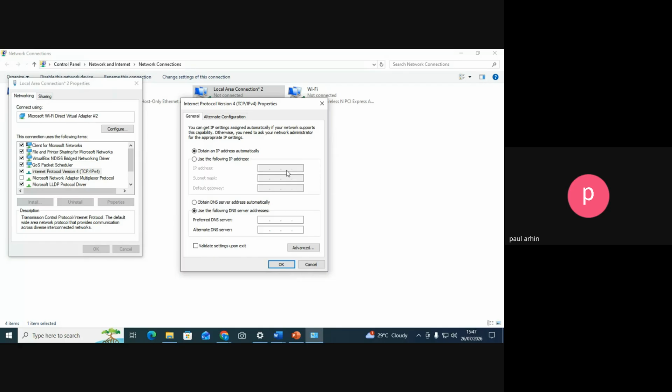That server, which is responsible for delivering IP addresses automatically to machines within a network, is called the DHCP server, Dynamic Host Configuration Protocol server. It will have a pool of IP addresses, plenty of them. The moment you connect, your machine will request an IP address from the DHCP server, and the DHCP server will respond.